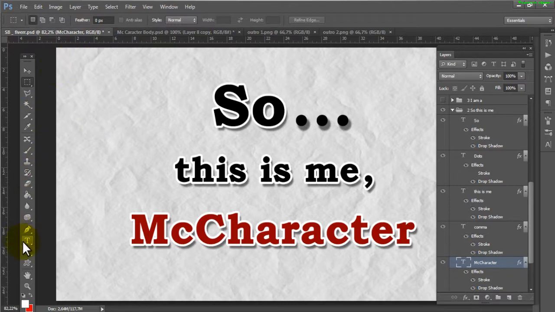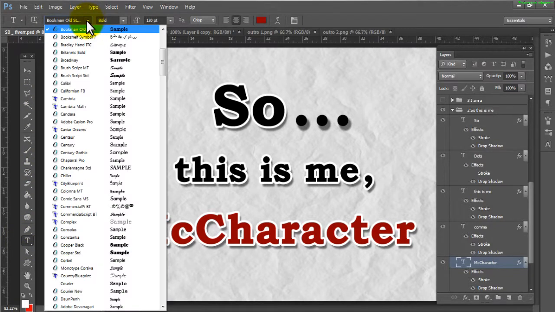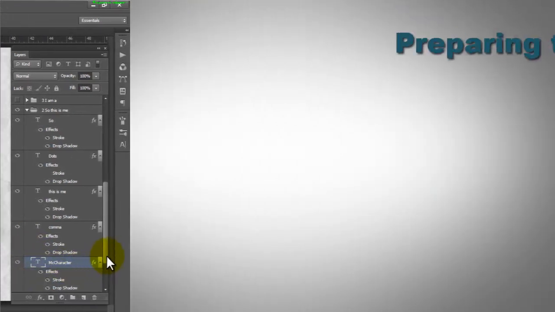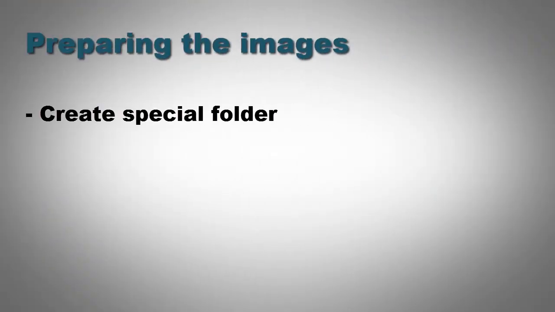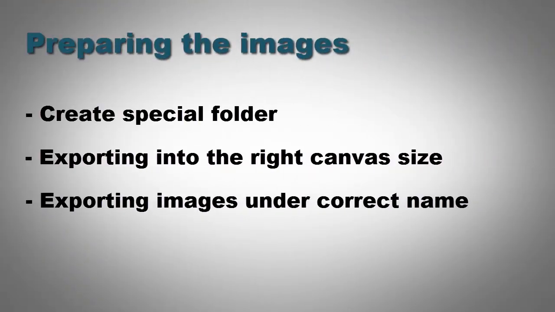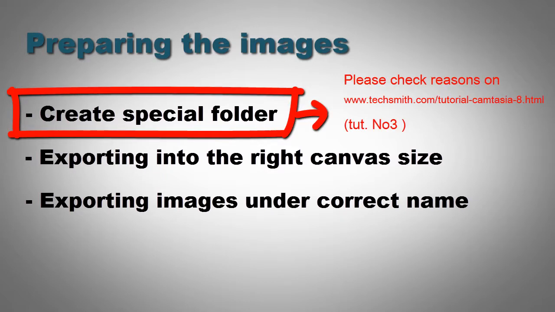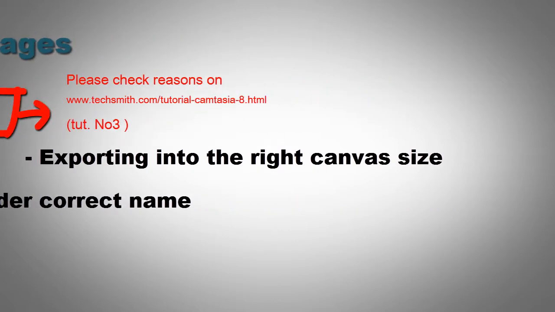After we make our storyboard, the next step is exporting images into a useful format that we can use in our video. This step is relatively easy, but there are some issues that we need to be aware of. Create a special folder where you will store all the files that you will use in your video. For this, please check tutorial number 3 on the Camtasia webpage. It is hard to explain better.